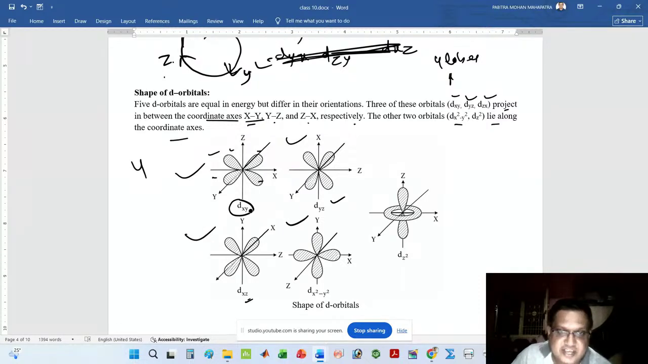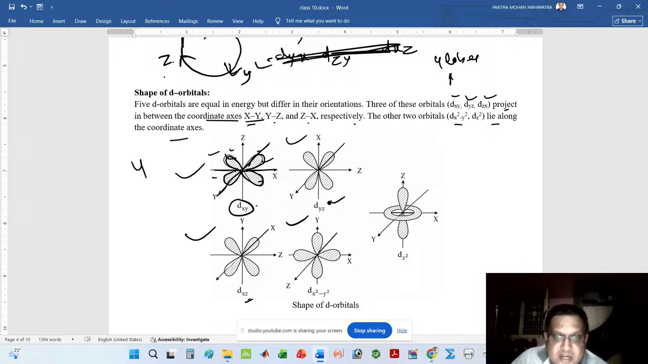If you think about the dxy, look at that. The four lobes are found in between the x-axis and y-axis. This is your y-axis, this is your x-axis. Here a lobe is present, yes or no? Here also a lobe is present in between the x-axis and y-axis. Similarly, here one lobe is present, here another lobe is present. These four lobes are present in the xy plane.